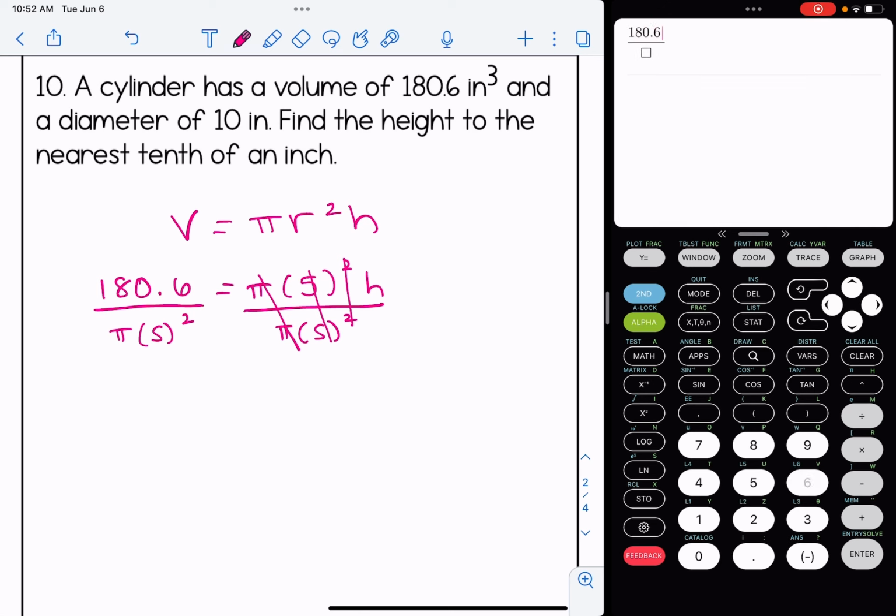So now I'm going to type it in exactly the way that it looks on my iPad here. And I'm rounding to the nearest tenth. So to the nearest tenth, that looks like 2.3 inches is going to be my height. Okay, hopefully this lesson taught us about how to find the volume of prisms and cylinders.